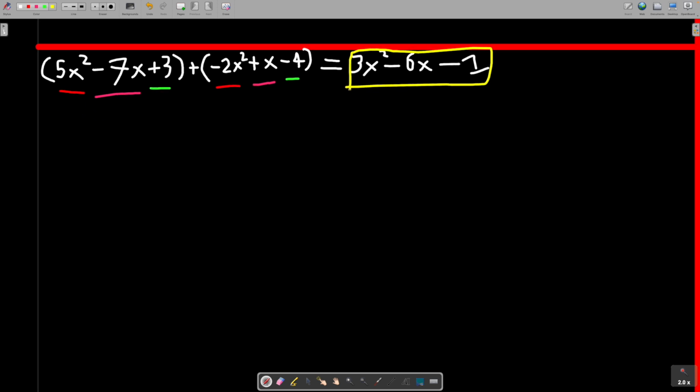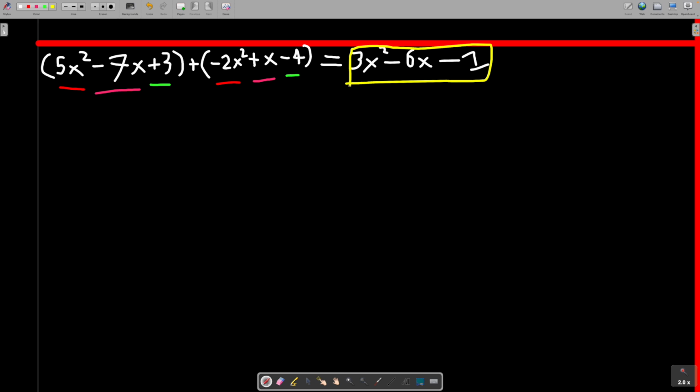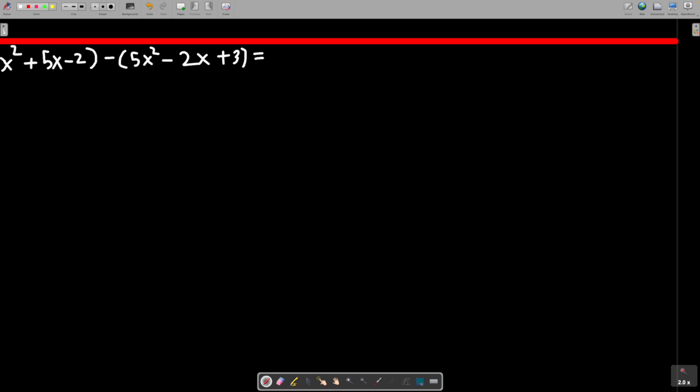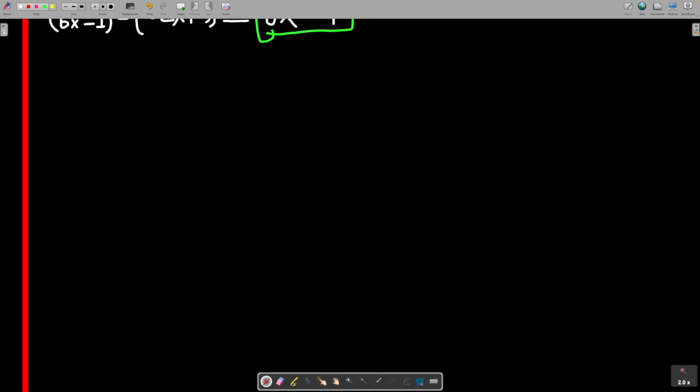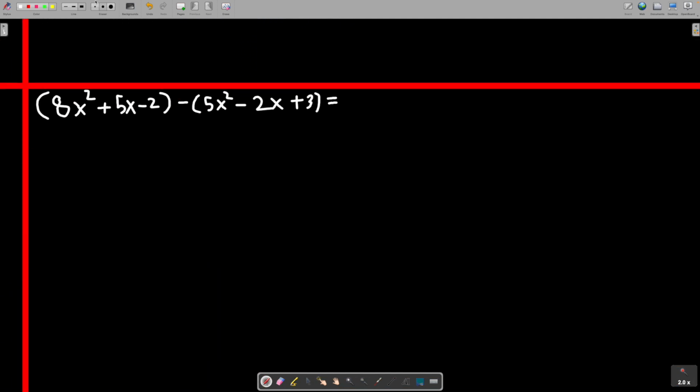Now let's try subtracting two trinomials. So we did binomials, subtracting two binomials right here. Now let's do trinomials. So first of all, we have 8x squared minus 5x squared. 8 minus 5 is 3. Therefore, we'll have 3x squared. Next, we'll have 5x minus negative 2x. So the same thing here. We're going to have 5x minus negative 2, which is 5x plus 2. So 5 plus 2 is 7. So we're going to have positive 7x.